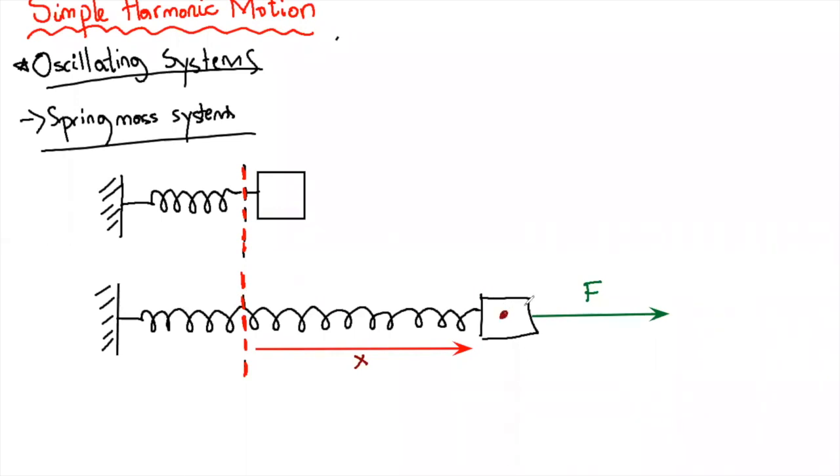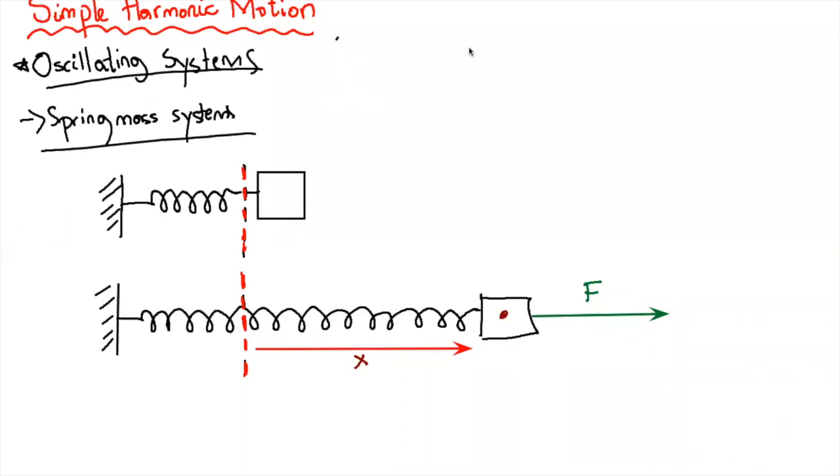Now, what do you think? Where is this box gonna go? When I have full extension and when I release it, is it gonna go towards the right or is it gonna go towards the left? What do you guys think? Exactly, the left, because that's our restoring force.